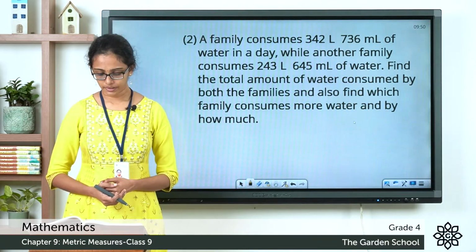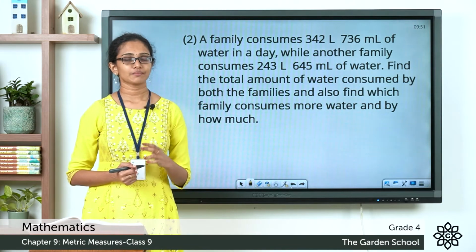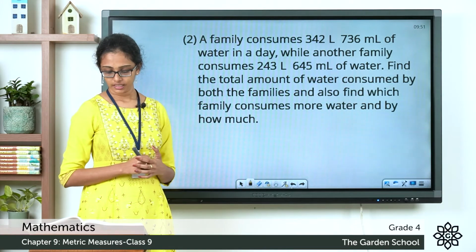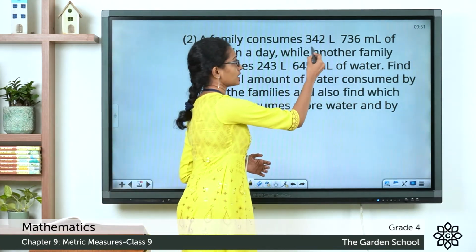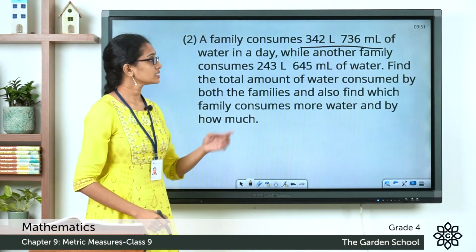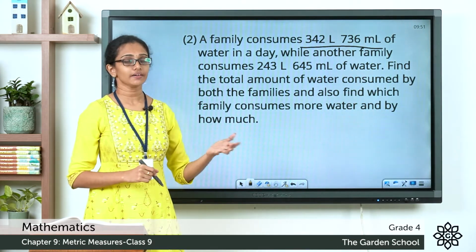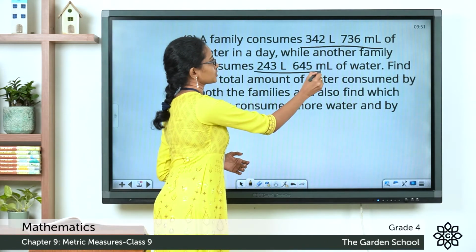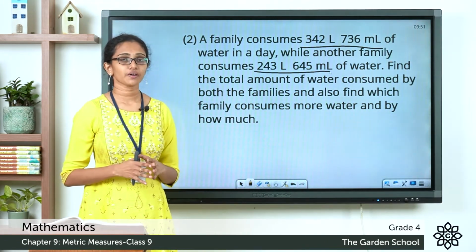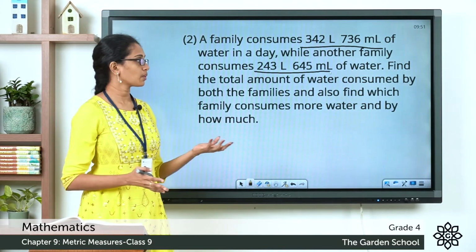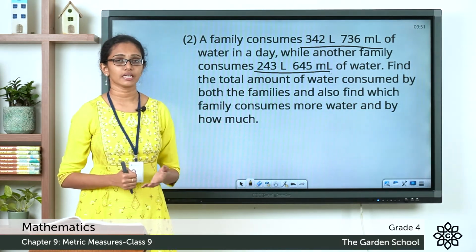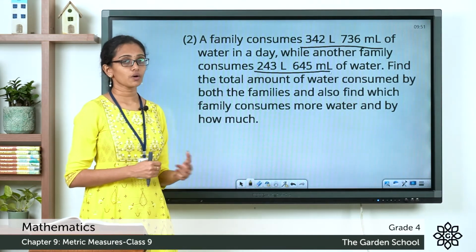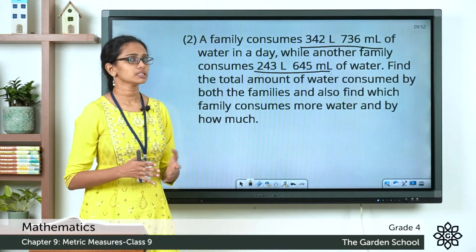So what is given in the question? The daily water consumption of two families are given in the question. So the first family consumes a quantity of 342 liters, 736 milliliters of water every day, whereas the second family has a water consumption of this much every day. Now you are asked to find out the total quantity or the total amount of water consumed by both the families in a day, and also you have to find out which family consumes more quantity of water and by how much. So what are we supposed to do here?